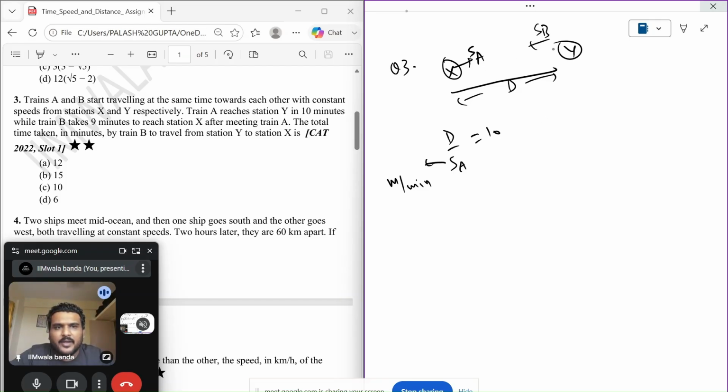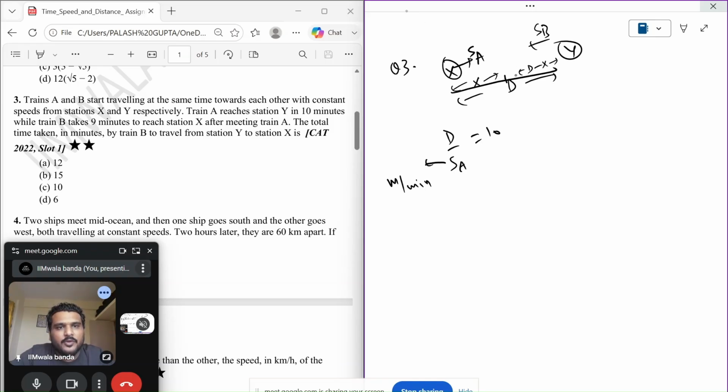While train B, this is train B, it takes 9 minutes to reach station X after meeting A. So they will meet somewhere here and then they will go in their respective directions. It is saying that train B is taking 9 minutes to reach station X after meeting. So let this distance be X. This will be D minus X.